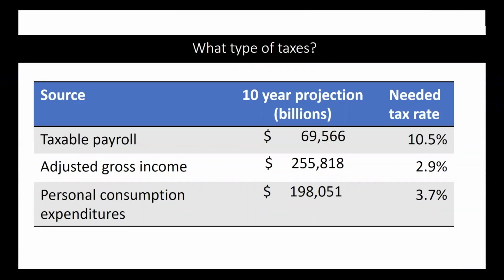Tax all adjusted gross income, which would include capital gains, interest, et cetera, profits. Hey, that's only 3%, not that bad. Put a consumption tax on. That's a great one because most people don't realize when they're paying it. A value-added tax, under 4%.